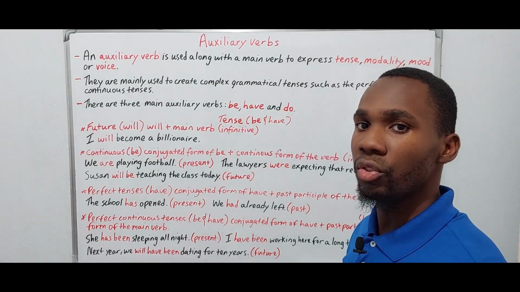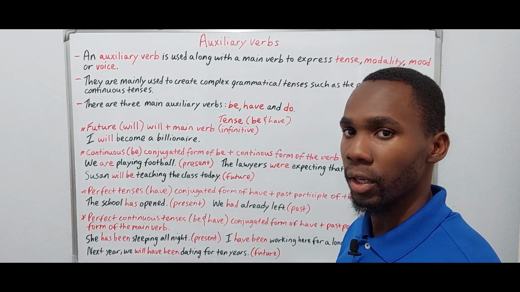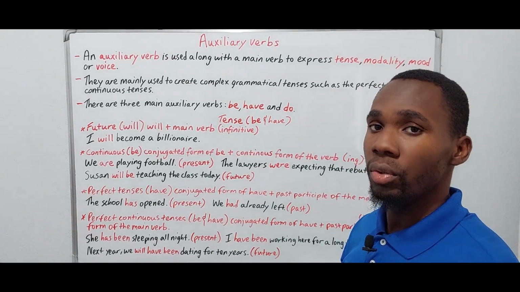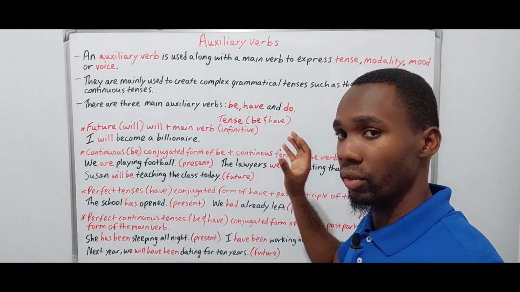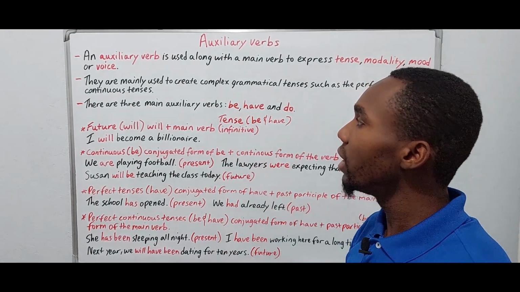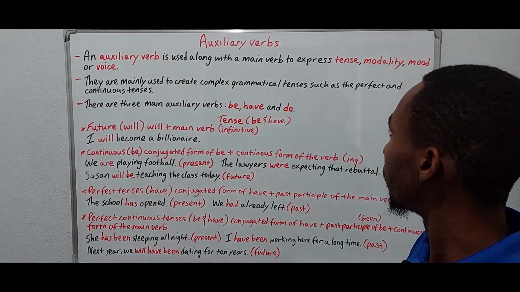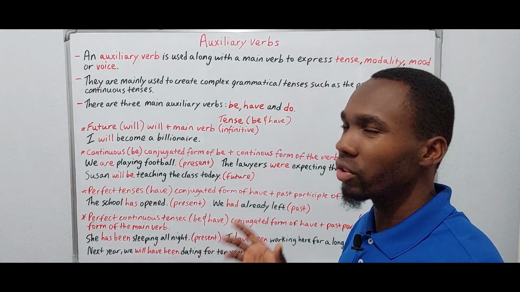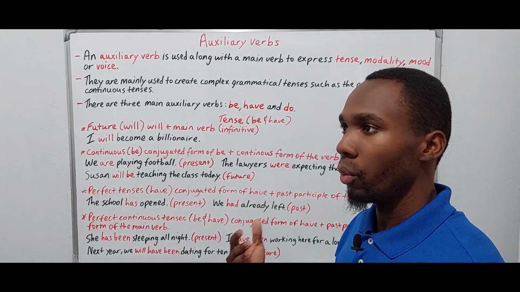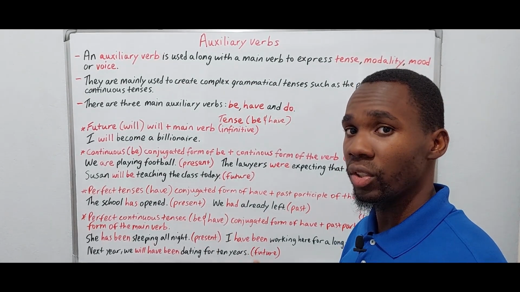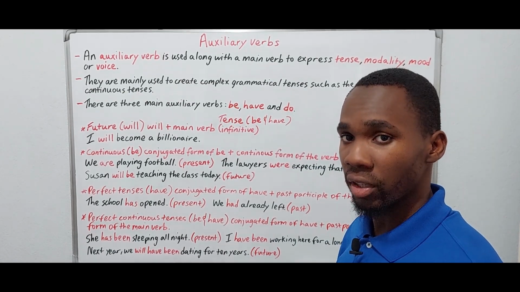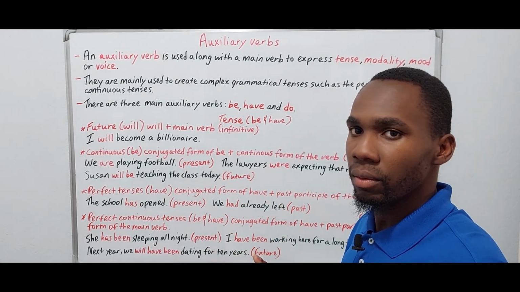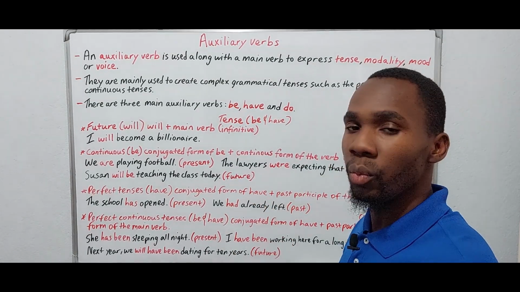So auxiliary verbs are used to give support, right? They can add information about tense, modality, mood, or voice. And of course, we are going to analyze each of those elements. Now, they are mainly used to create complex grammatical tenses such as the perfect and continuous tenses. So most of the time you would associate auxiliary verbs with compound tenses, tenses which involve two or more verbs, okay? So that's the main or the primary way we identify auxiliary verbs.